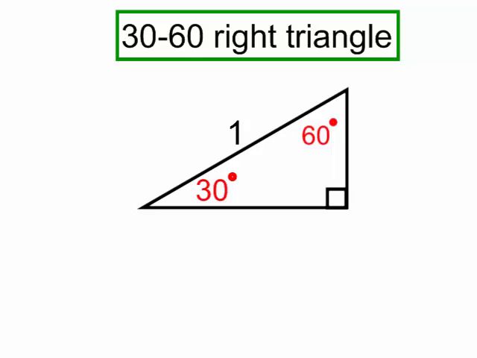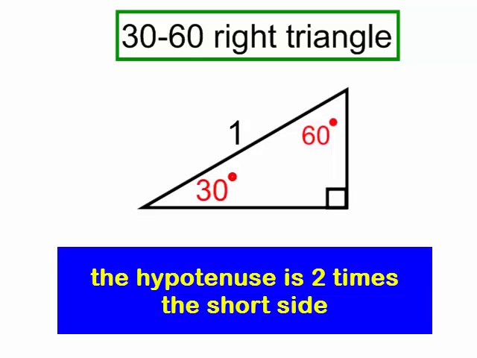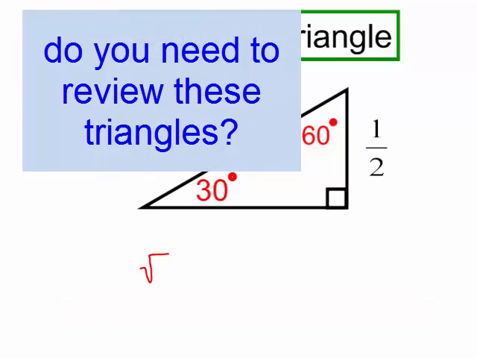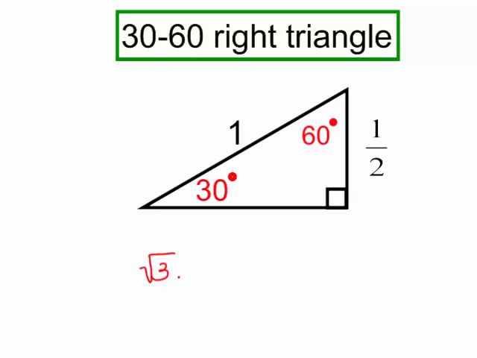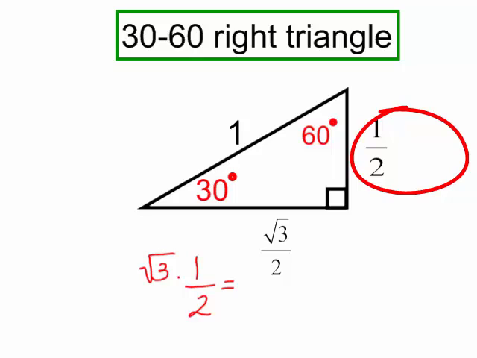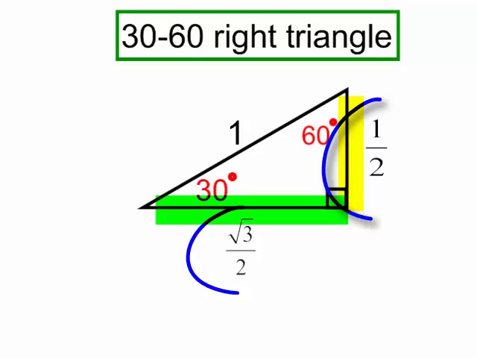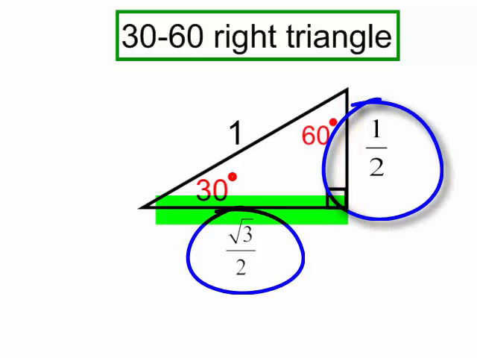Now let's review again. The hypotenuse was twice as long as the short side, which means the short side is half as long as the hypotenuse. And also, do you remember that the long side was the square root of 3 times the short side? Well, multiply straight across. That will be the square root of 3 over 2. So the short distance is 1/2, and the longer distance is the square root of 3 over 2. We will be using that a lot.